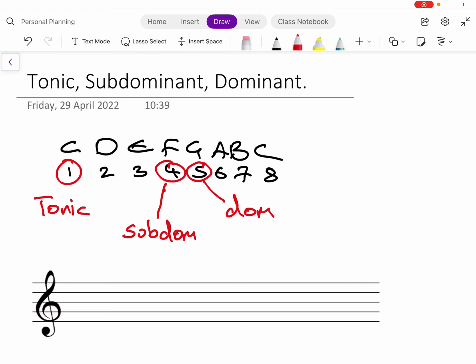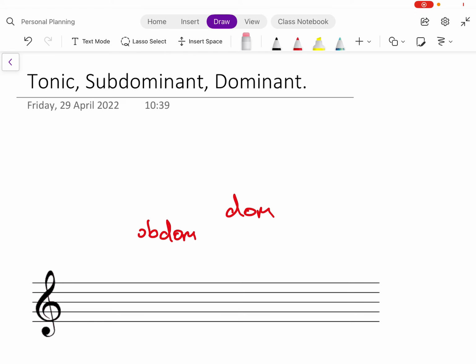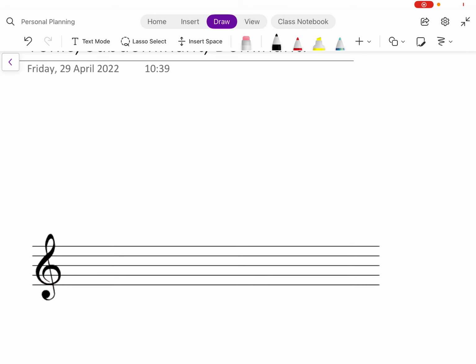So all we really need to do, guys, for this question is work out the major scale of the key signature that the music's in, then work out what note is the first, fourth, and fifth, and that'll tell us what the tonic, subdominant, and dominant is, okay? So let's do that for a piece of music, right? So I'm going to rub this out here, and let's say we've got a piece of music here.